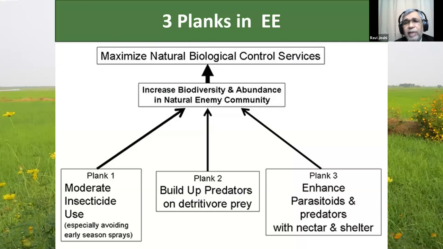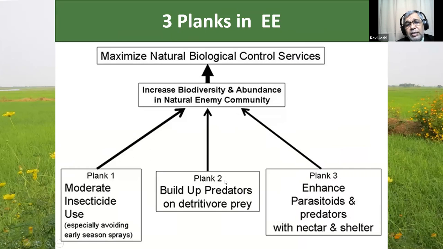So there are three pillars in ecological engineering. The main one is to maximize the natural biological control services, which I have explained in my earlier slide. We want to increase the biodiversity and the abundance of the natural enemy community. The first plank, which I have shown in the earlier slides, is to prevent early season sprays for the first 40 days.